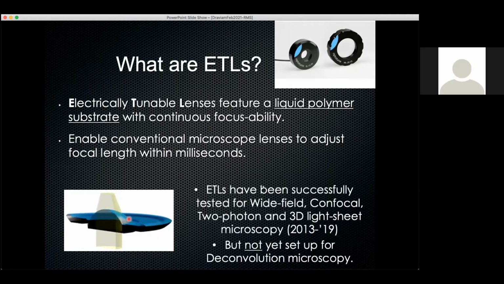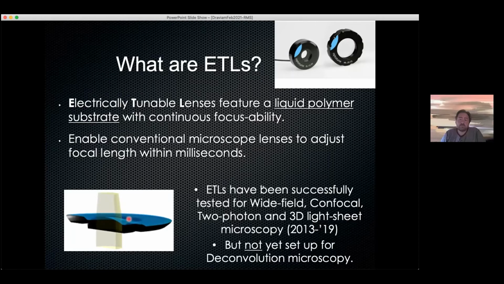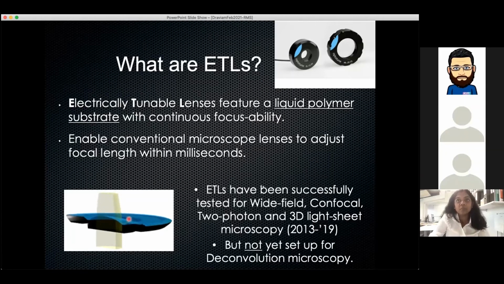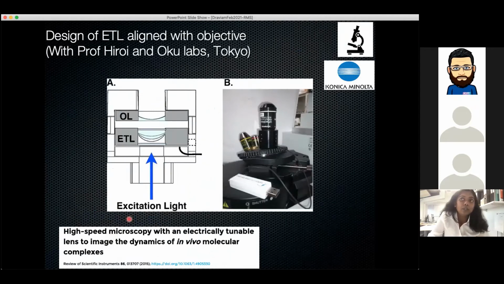But ETLs have been successfully used for wide field microscopy, 2-photon microscopy, but it was not yet set for deconvolution microscopy, because deconvolution microscopy, as you can imagine, relies on that PSF being perfect so that you can use it for deconvolving the objects. So what we did with Noriko, and this is something that Kuniko Minolta was interested in because they were interested in using it in their own cameras, was to develop methods to allow us to correct for changes that would appear during high-speed imaging and changes that are introduced by this liquid surface, the liquid substrate that electrically tunable lens are made in.